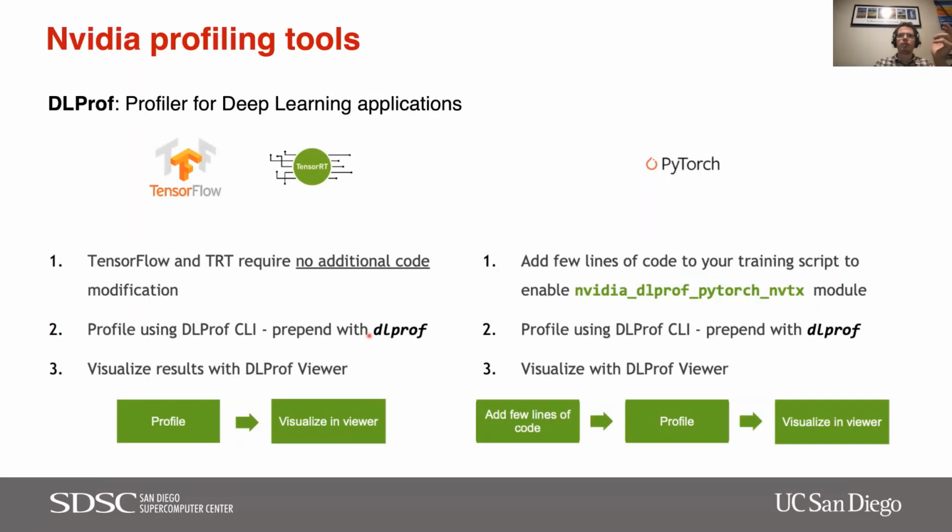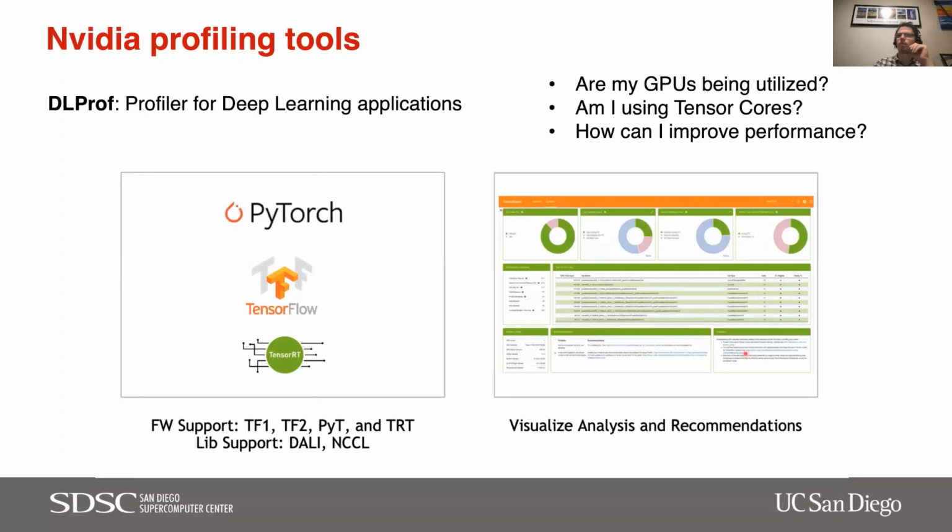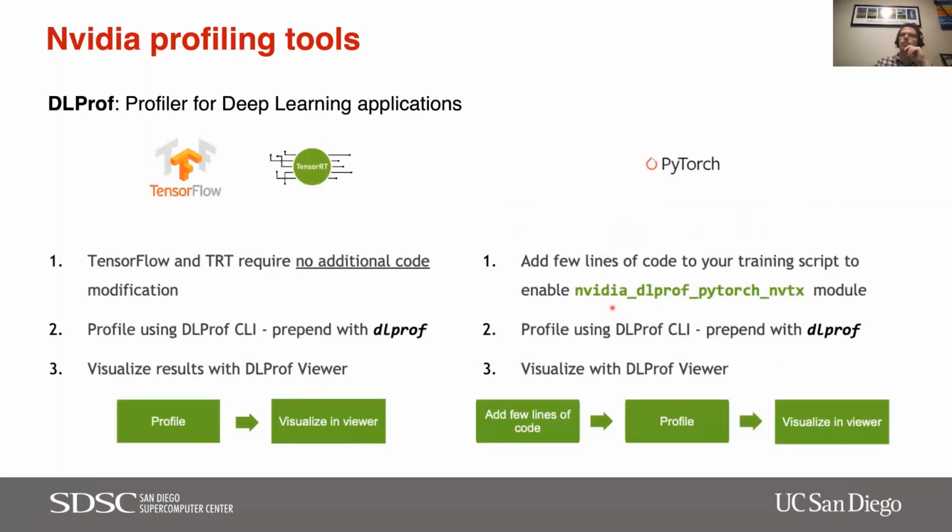And that's really pretty straightforward to use. For TensorFlow, no additional code modifications are required. If you want to profile a command line interface, just prepend it with DLProf, and then you can visualize the results with the DLProf viewer. So you'll get information like this. For PyTorch, you need to add a few lines of code to enable the NVIDIA DLProf PyTorch NVTX module, and other than that, it's the same. Then you can run DLProf on your code.